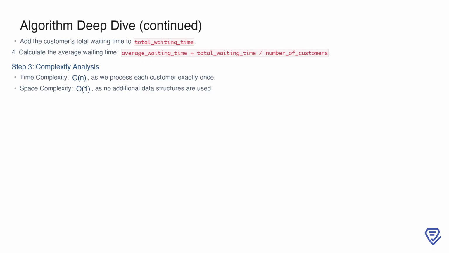The time complexity is O(n), as we process each customer exactly once in a single loop. This makes it efficient for a sequential processing system. The space complexity is O(1), as no additional data structures are required beyond the variables for tracking current time and total waiting time. This simplicity ensures the approach is both time efficient and memory efficient.